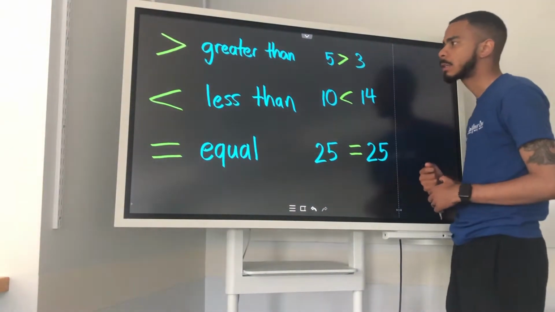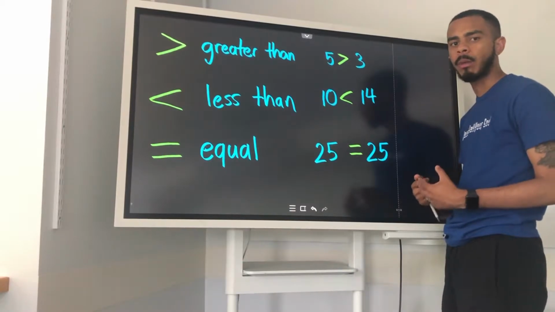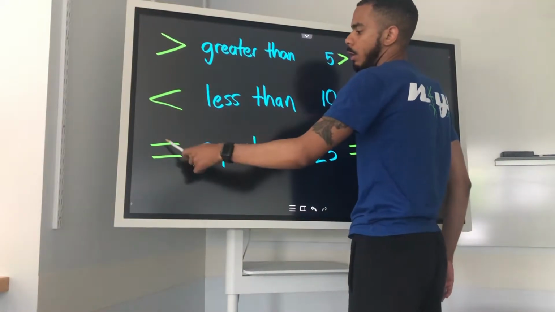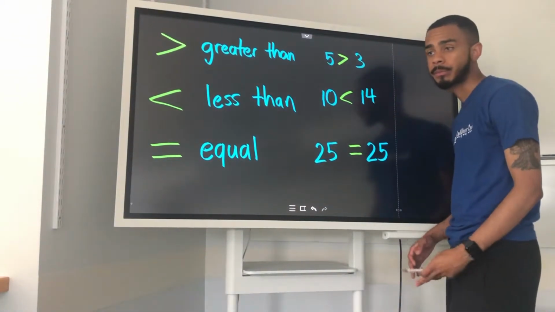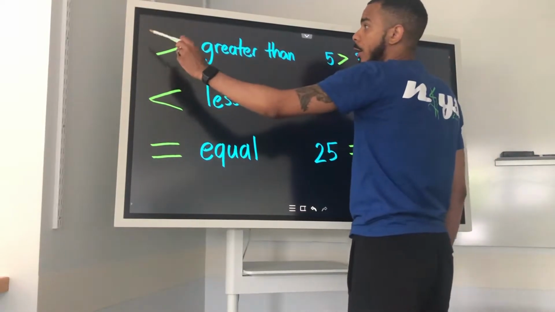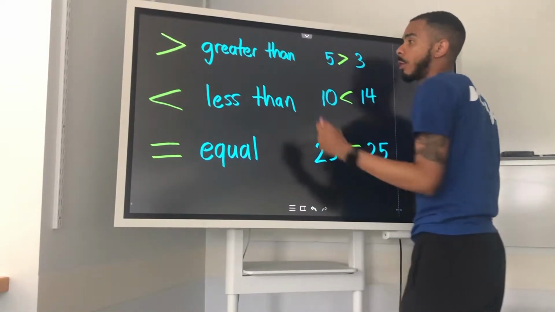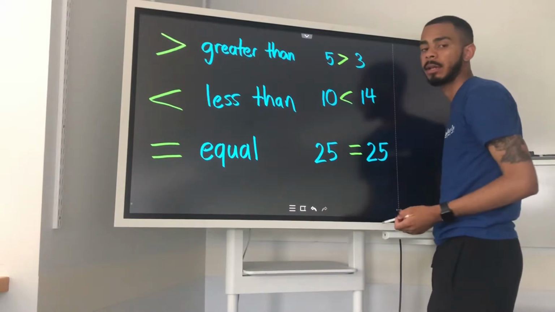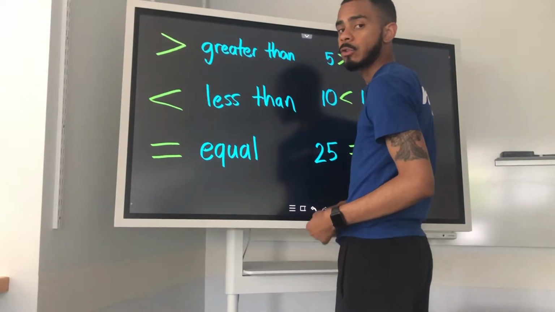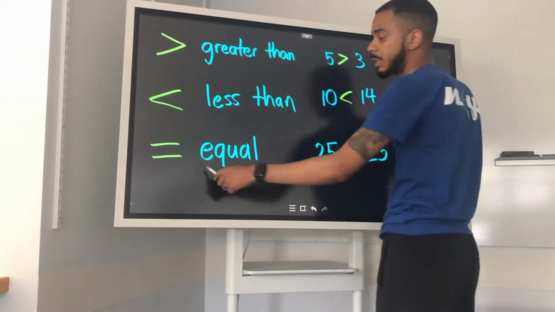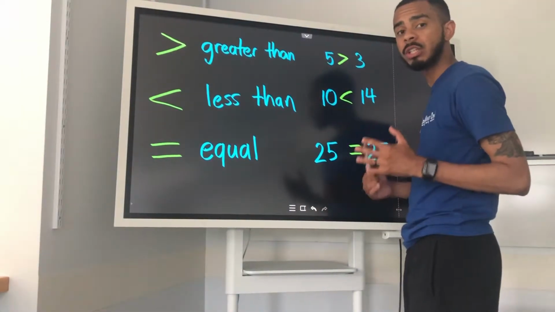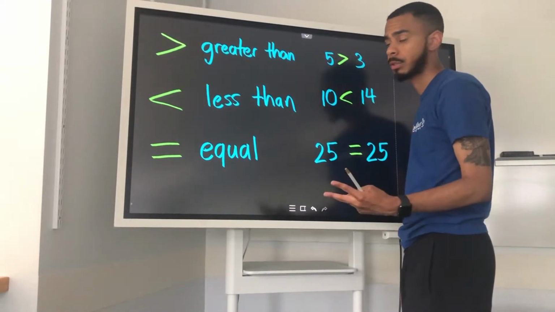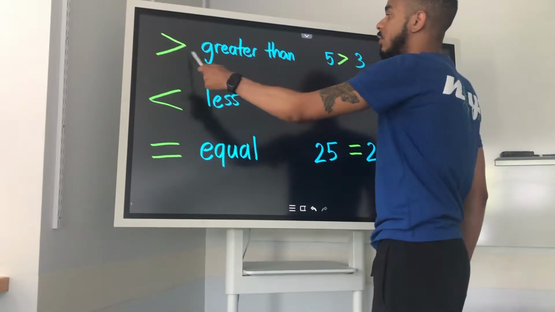Okay, welcome back, guys. So, before we go over the problem solving task, I just want to talk about these three symbols, what they mean, and how we use them. So, this symbol here is called greater than. This symbol here is called less than. And this symbol here, as we all should know, means equal. So we usually use these symbols to compare two different numbers. This symbol means greater than.